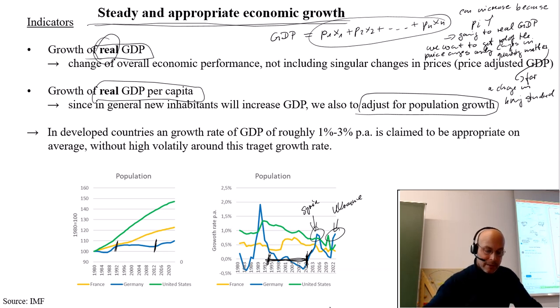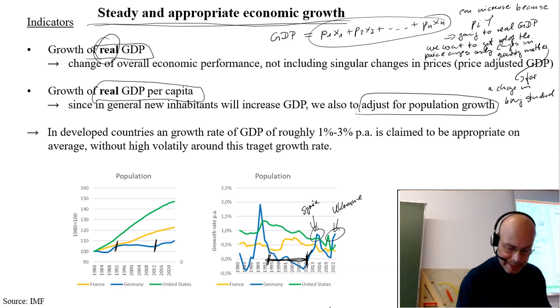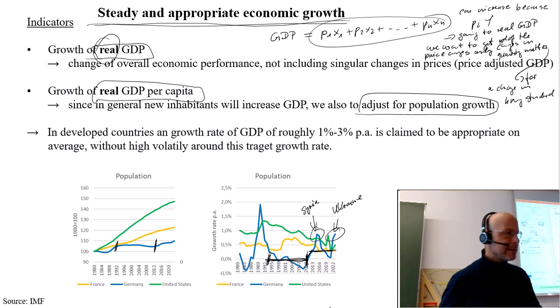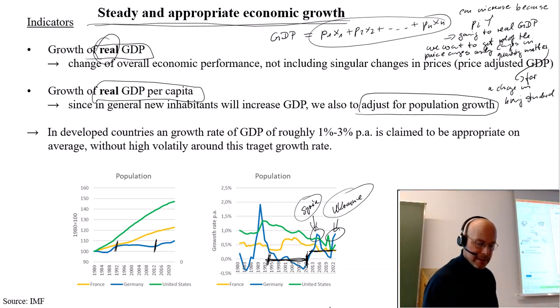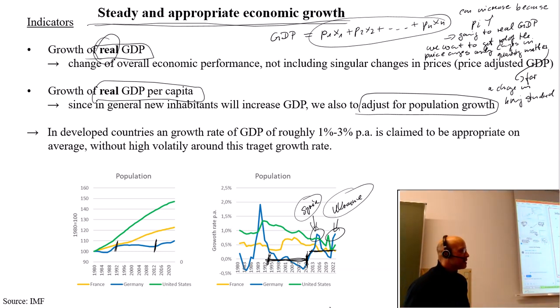And so roughly since the global financial crisis, without these two main crises, Syria and Ukraine, roughly between 200 and 500,000 people have been immigrating to Germany since these times. Okay, and then we can say, well, what would be a quantitative aim?